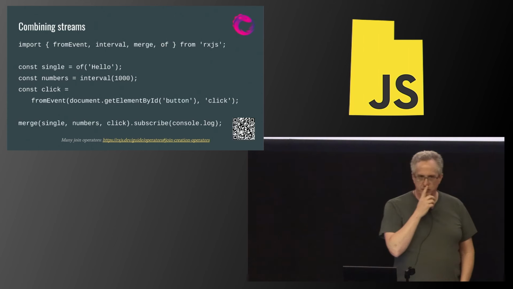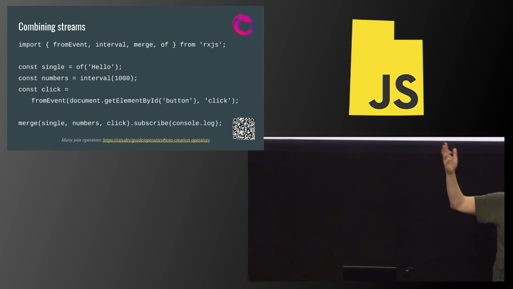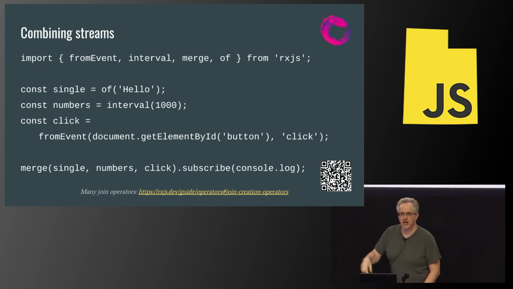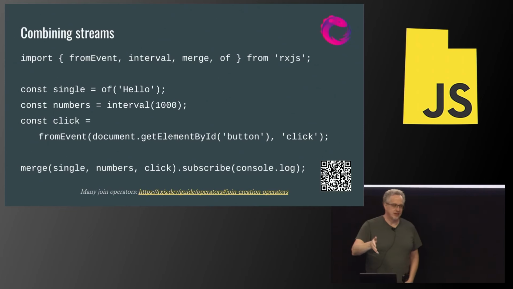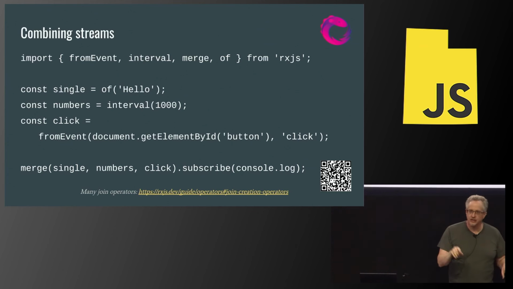We can also combine streams. So in this case, I'm going to create the 3 that I've already showed you, and at the bottom, I'm going to use merge to create a new stream that is the combination of those. So immediately we'll get hello, and then after 1 second we'll get 0, and then 1, and 2, and 3, and so on. And interspersed in there, whenever I click that button, will be the button events.